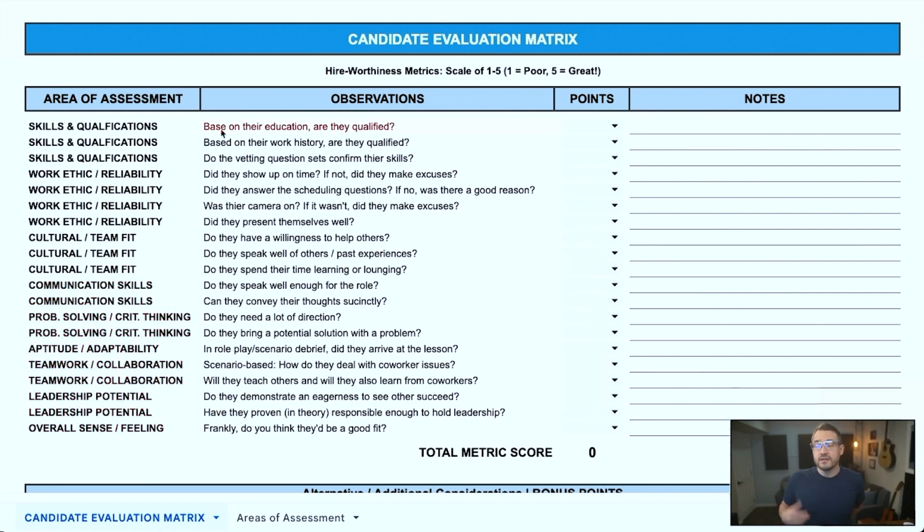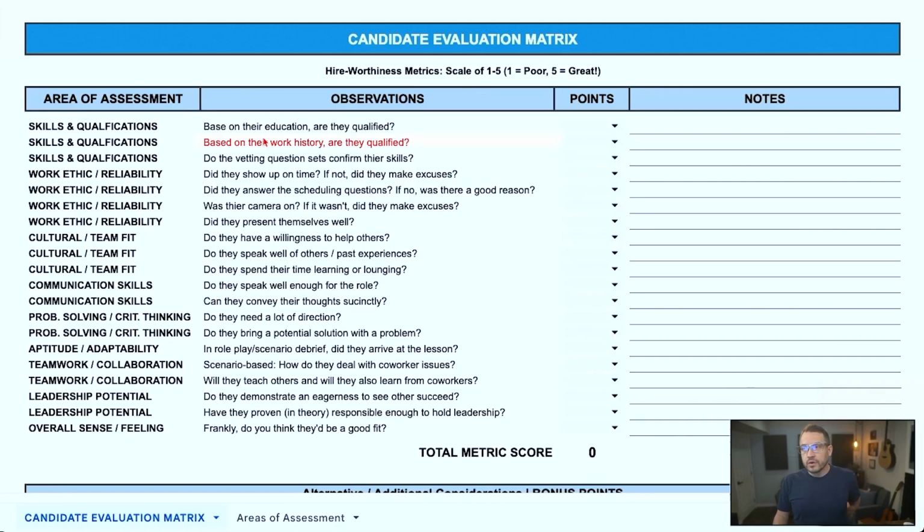And one of them is 8. Just based off their education, are they qualified? It's not a huge deal because, again, we're looking at the aptitude and adaptability, but also based off their work history, are they qualified? So sometimes this is your college experience, but it doesn't translate to real world experience. Y'all know what I'm talking about.